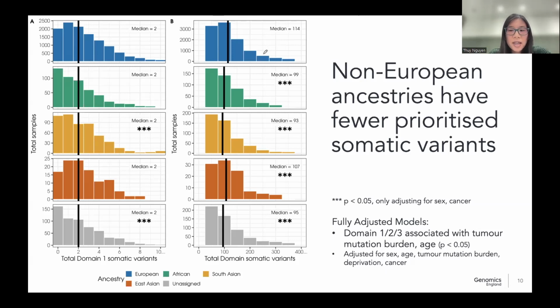But once you start taking into account tumor mutation burden and age, these ancestry effects are no longer evident. One thing to note is that non-European ancestries are typically younger, and advanced age is associated with higher tumor mutation burden, and that in turn is also associated with more domain variants. So you'll see that the non-European ancestries, they're younger and they'll have fewer domain variants sent to the clinicians.